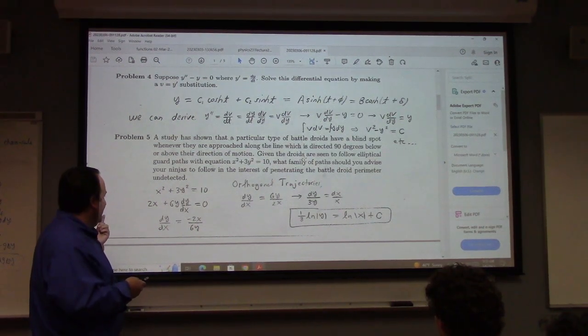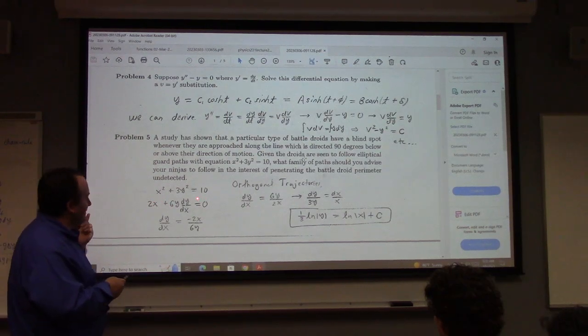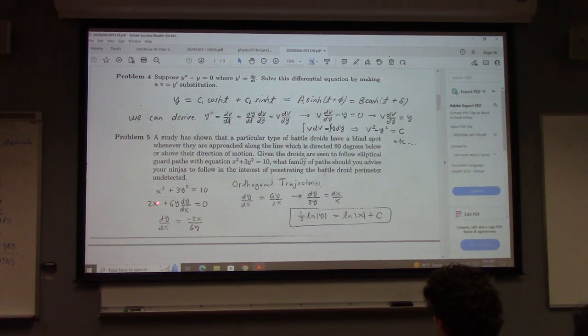But let's see here. So x squared plus 3y squared equals 10. You differentiate that implicitly, that gives you the differential equation, which this appears as part of the solution set too, right? But then we want orthogonal trajectories, so you flip it and put a minus, which gives me this. Separate, integrate, those are your solutions.